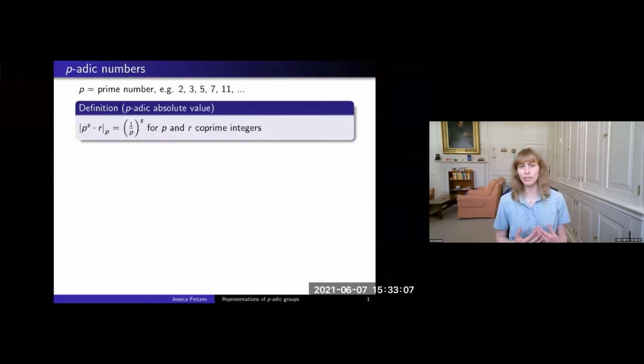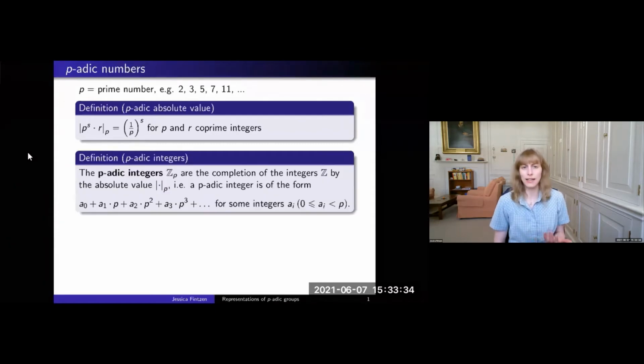And then we want to talk about the p-adic numbers. And in order to define them, we start with the p-adic absolute value, which is the following. If you take an integer, you can write it as p to the power of s times r, where r is coprime to p. And then you'd say that the p-adic absolute value is 1 over p to the s. So in other words, the more often the number is divisible by p, the smaller is the p-adic absolute value. So it measures how often the number is divisible by p.